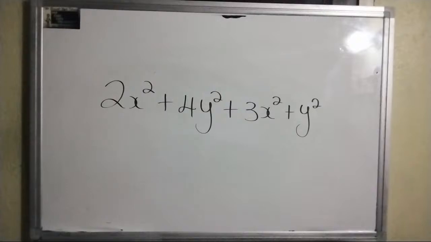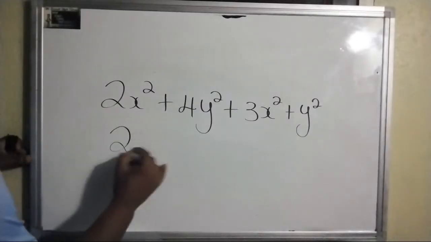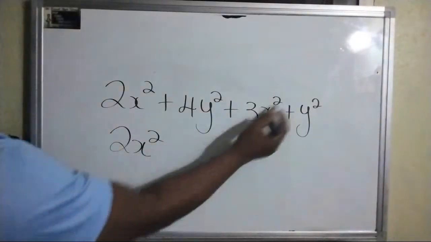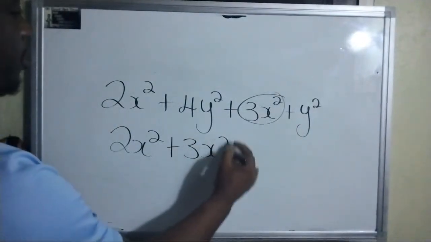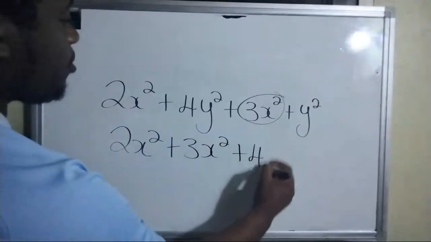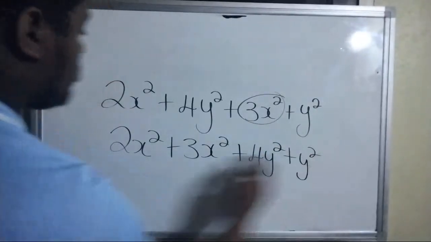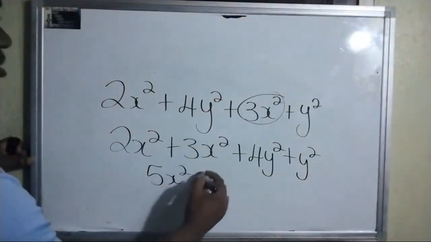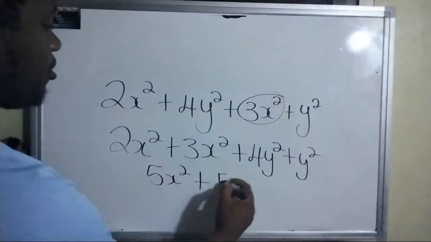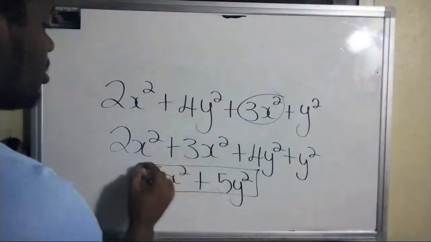Mad thing, man. All right, so that was indeed correct. 4 persons got it. So 2x squared. We carry the 3x squared with it because it's the same like terms, right? And then 4y squared plus y squared. So both of them, 2 plus 3, that is 5x squared, and then 5y squared. And that is our answer.